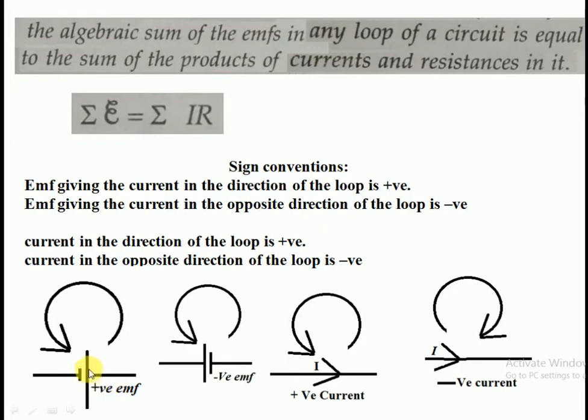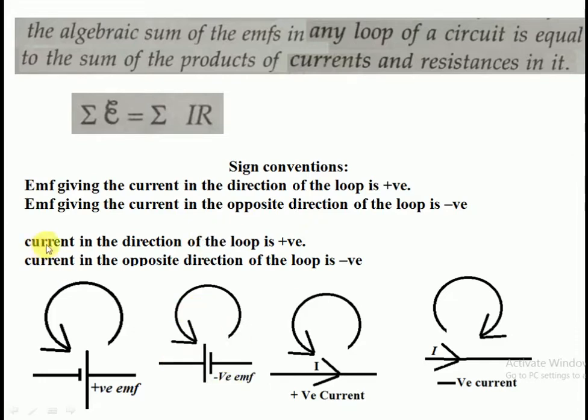So out here the direction of current is like this, and the loop is also towards the same direction, so this EMF is positive. Now in the second diagram you can see the direction of the loop is towards the right, but this cell will give the current towards the left, so I have to consider it to be negative.